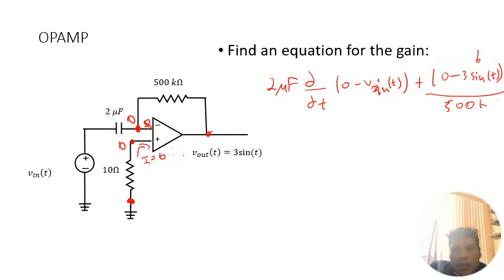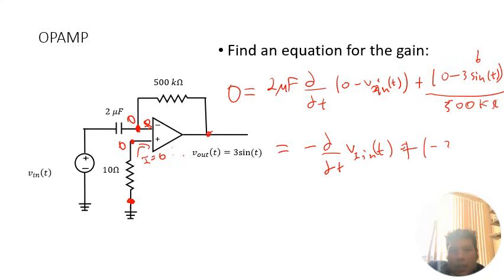500 kilo ohm, and that should also add up to 0. At this particular point, to find the equation for the gain, or to find the actual voltage V in, we need to multiply both sides of this equation by 500 kilo ohms, so that the kilo ohm disappears, and the 2 micro times the 500 becomes a 1. So we end up with basically negative d dt V in of t plus negative 3 sine t equals 0.